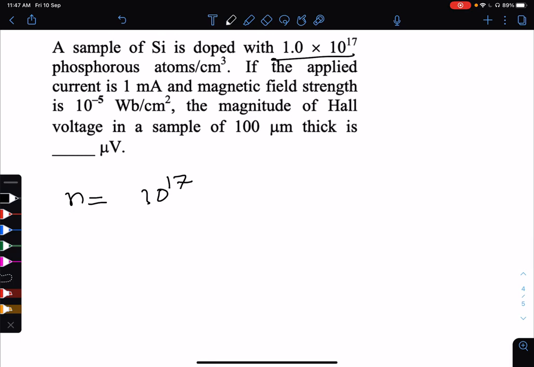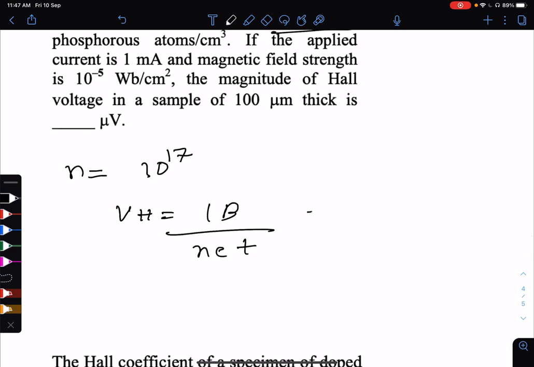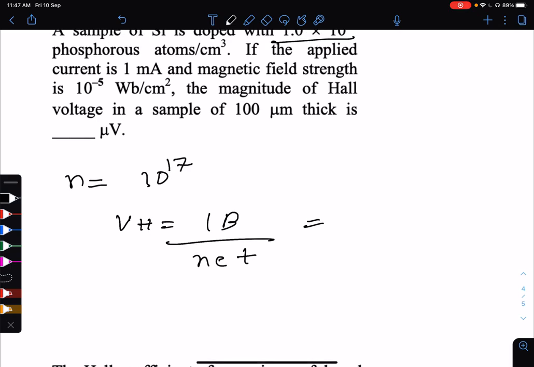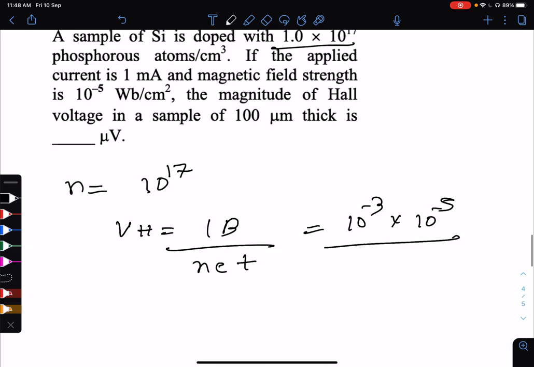And we are asked to find the Hall voltage. The Hall voltage equation is IB divided by n e t. And I is given. What is B? Magnetic field strength. I is 1 milliampere. So magnetic field strength is 10 power minus 5. Please treat it as given in Weber, no problem. Or you can assume that it is given in Tesla, or just convert that. I think there won't be any problem in this question. We can treat Weber as Tesla, or just convert Weber to Tesla.